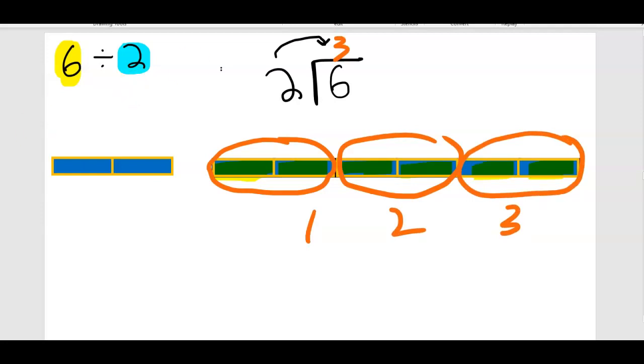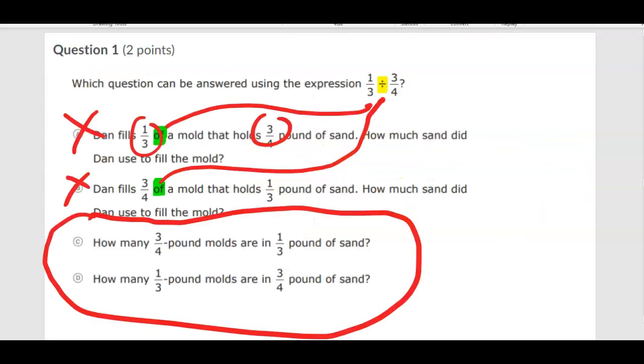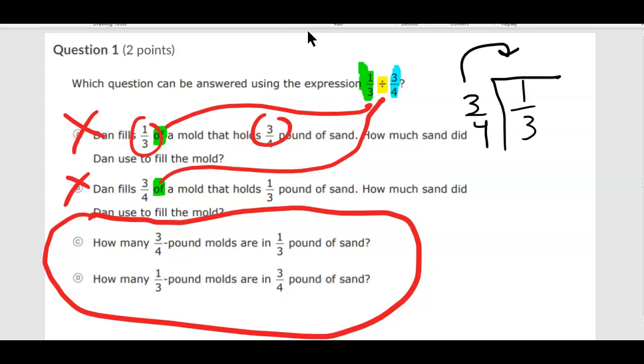All right, so what does that have to do with this? Well, look at the problem. It says 1/3, and I'll color code. I already used yellow. Let's use green for 1/3, and we'll use blue for 3/4. So what we're saying here is 1/3 divided by 3/4. How many times does 3/4 go into 1/3? Does that help you down here? Oh, I see a how many. How many of these 3/4 can we fit into 1/3? You're on your own from here, okay? All right.